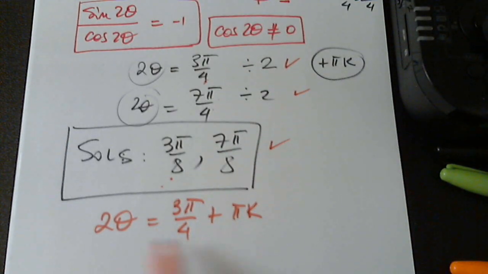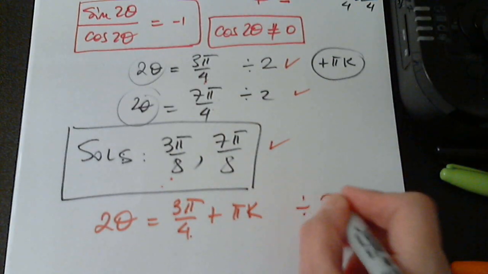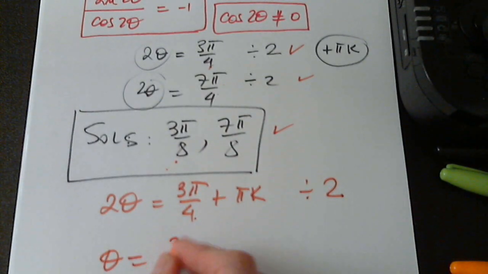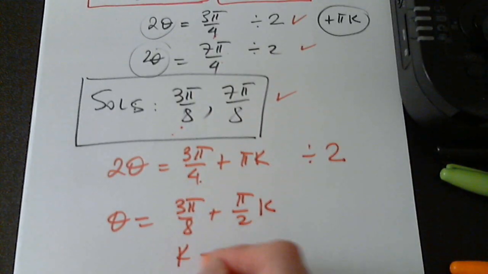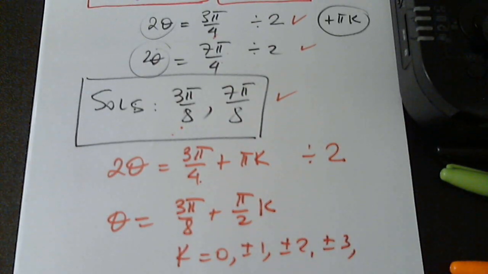So 2 theta equals 3 pi over 4 plus pi k. Now we have to divide both sides by 2. So theta equals 3 pi over 8 plus pi over 2 k. Now, if they want you to solve, to enter whatever k, are they giving us the k?